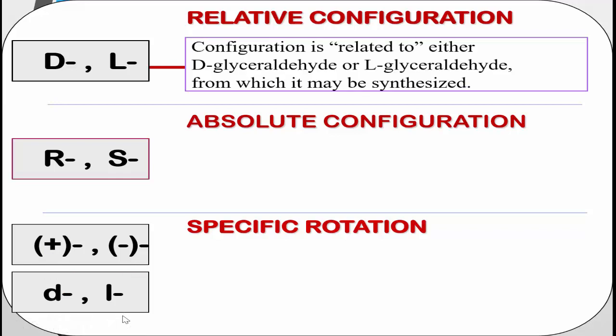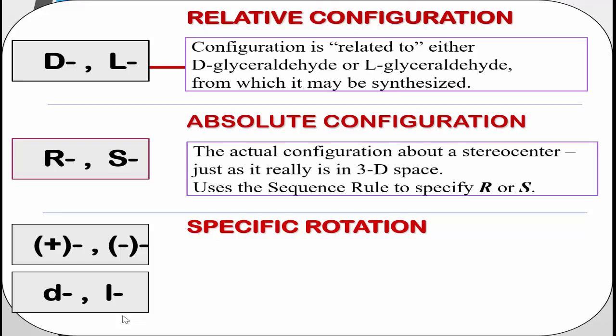I told you configuration is related to either the configuration of D-glyceraldehyde or L-glyceraldehyde from which it may be synthesized. So this is capital D and capital L, it is related to carbohydrates only, and depending upon the position of the OH group which has become linked to the penultimate carbon, whether it is left or right, subsequently the configuration of that particular sugar will be capital D or L respectively.